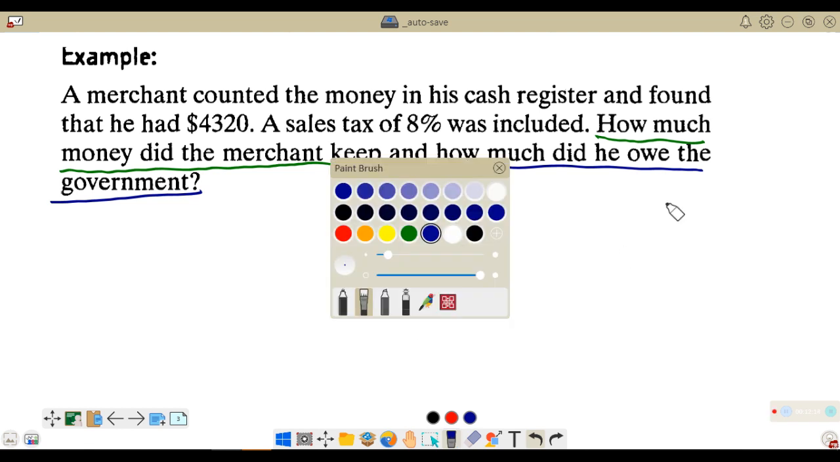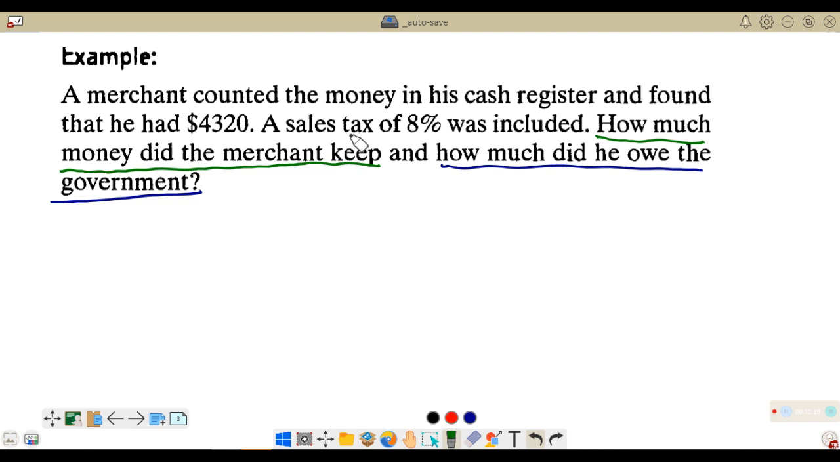Okay, so unahin natin yung how much money did the merchant keep. Analyze natin yung problem. So we have the base, which is equal to 4,320. Okay? Now, the sales tax will be our rate, which is equal to 8%. Ito ba yung gagamitin natin na rate dun sa problem na how much did the merchant keep? No. Ano yung gagamitin natin?